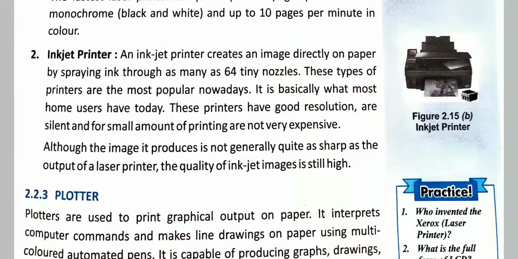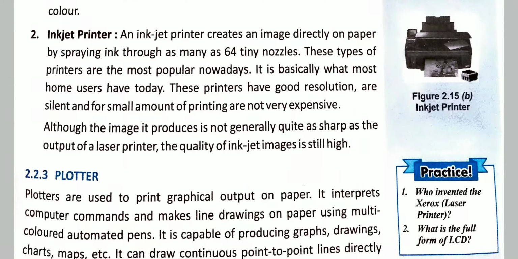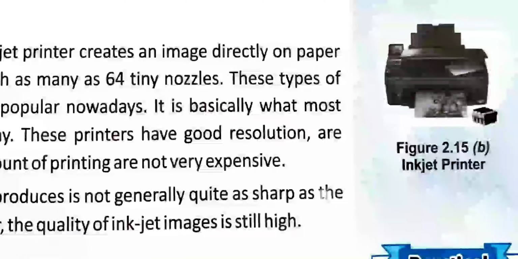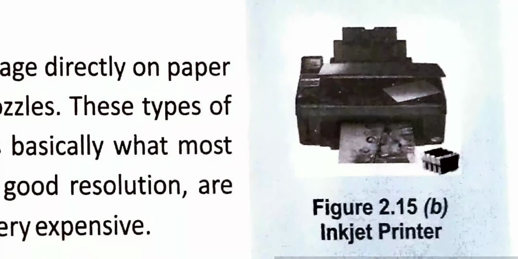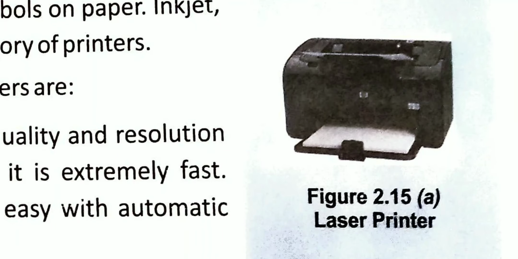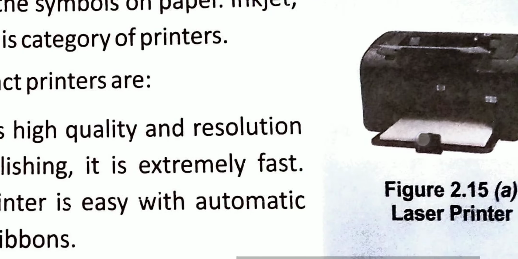Then the inkjet printer. An inkjet printer creates an image directly on paper by spraying ink through as many as 64 tiny nozzles. So it has nozzles to spray the ink according to the character or the picture. These printers have good resolution, are silent, and for small amounts of printing are not very expensive. As you can see in the book, this is the inkjet printer, and this is the laser printer. This is the general one we see in offices or at home.